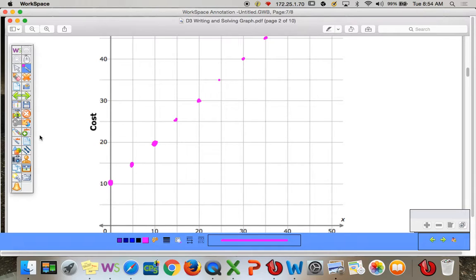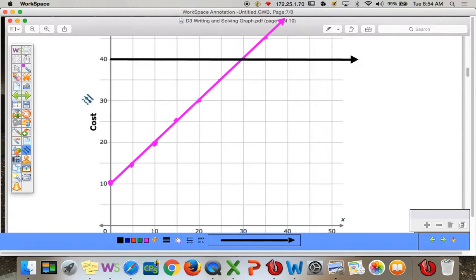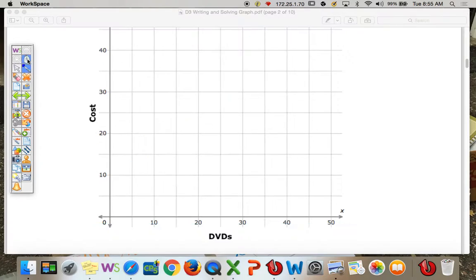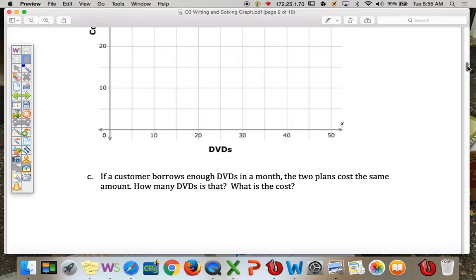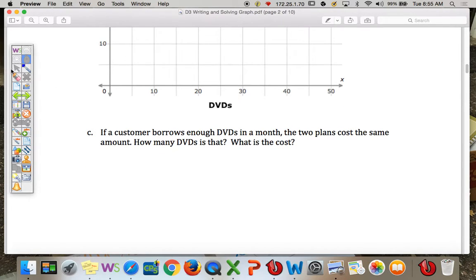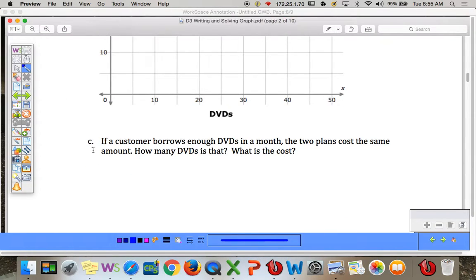Okay, so that'll give me a better line right here, and the other line was starting at 40, no slope. And we're going to look for the point of intersection. So our point of intersection of our system of equations is right here. And I think it will ask us: if a customer borrows enough DVDs in a month, the two plans cost the same. How many DVDs is that, and what is the cost?